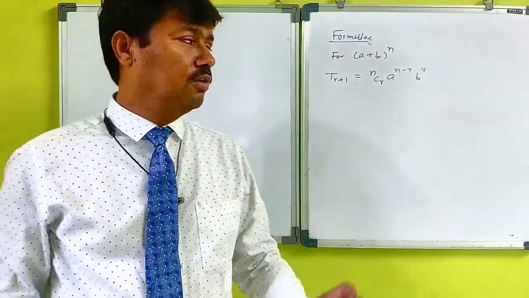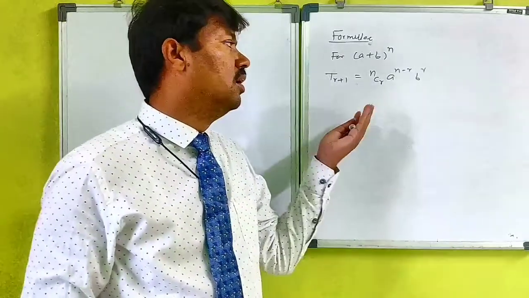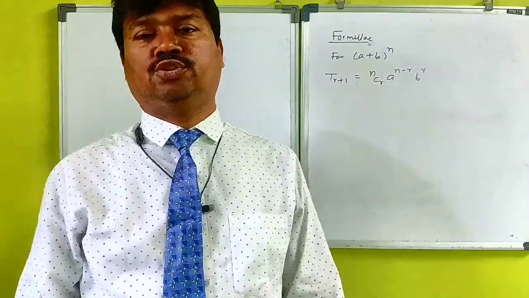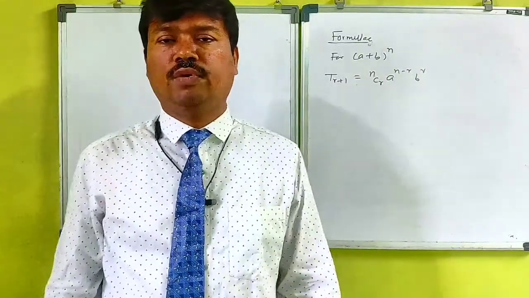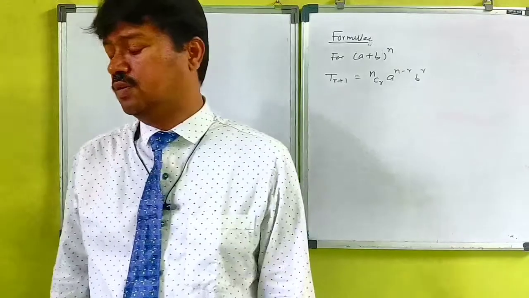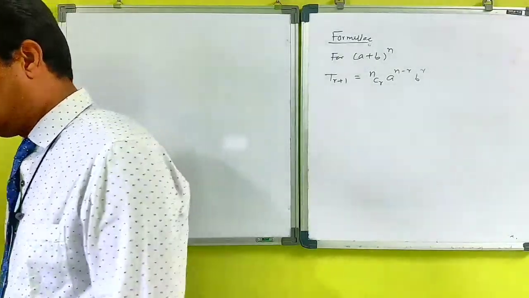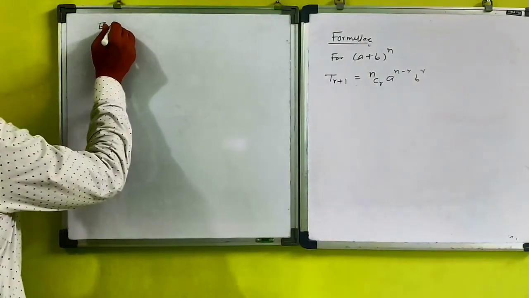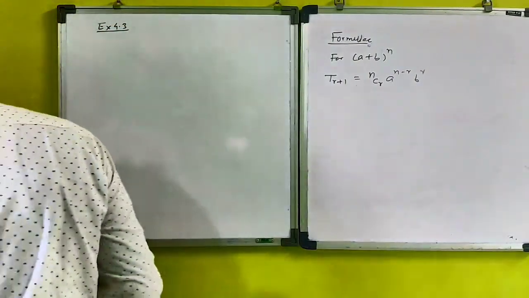Here you have to remember what is a, what is b, and what is n and r, depending on the question we have to choose or find. That depends on the question, we will see. So we will solve the sum. Exercise 4.3.